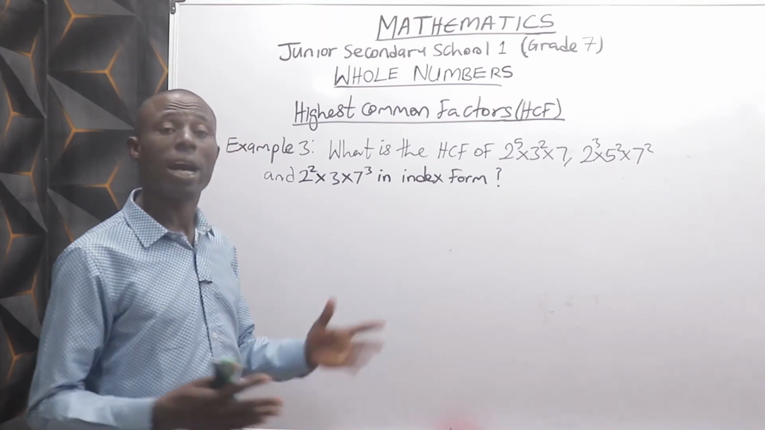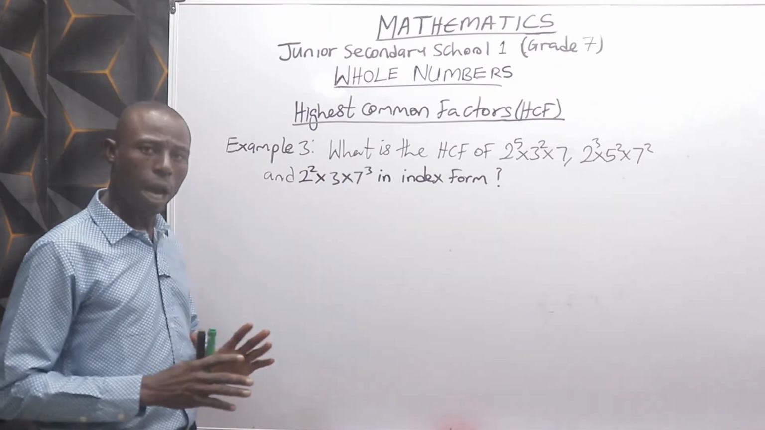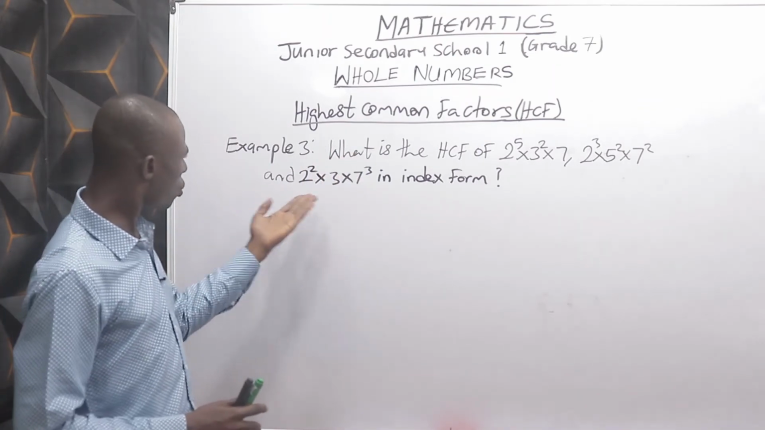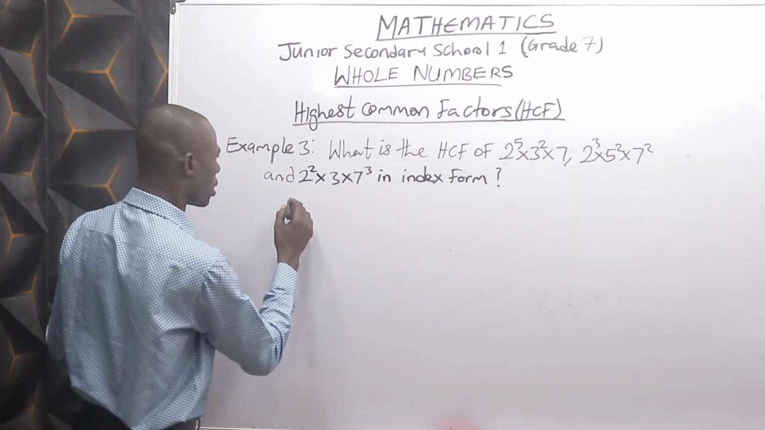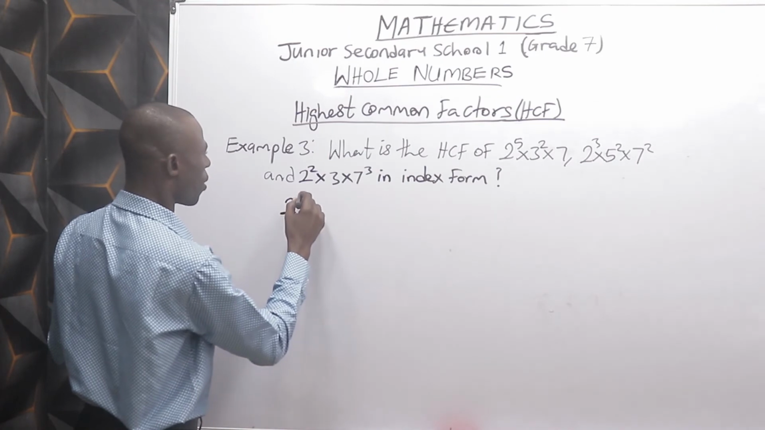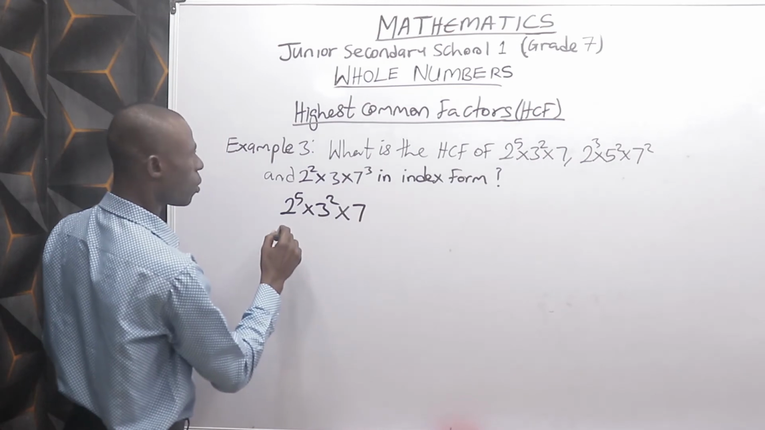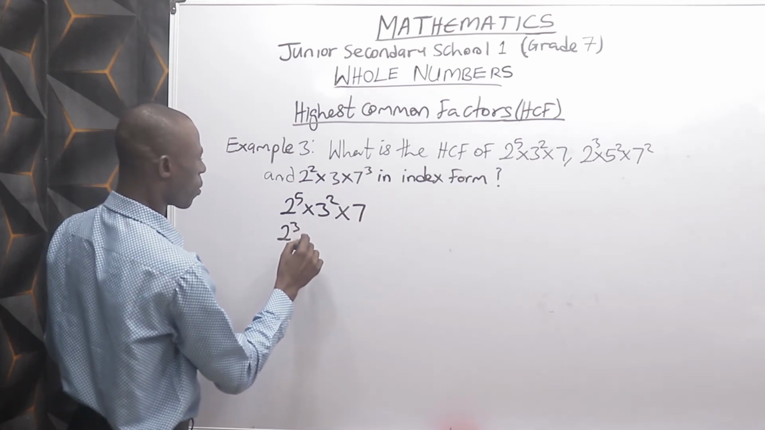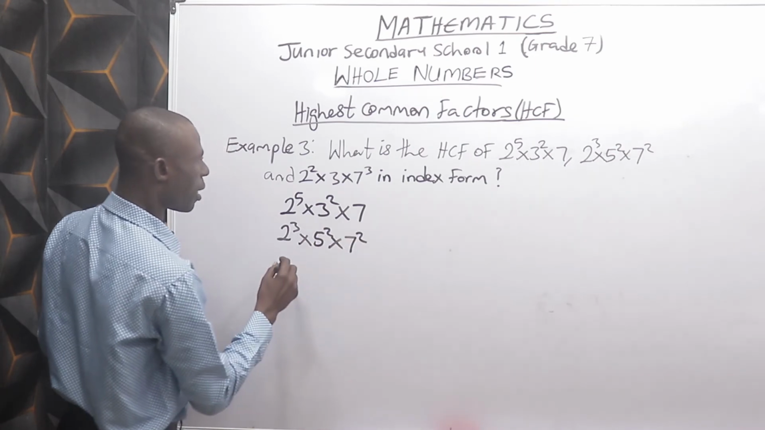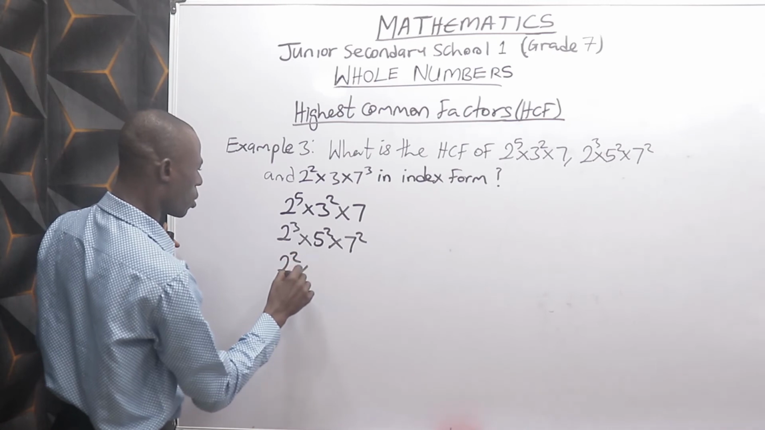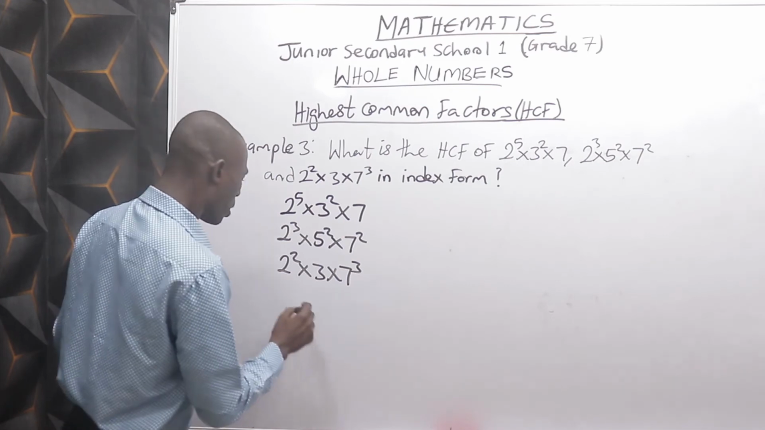Therefore, you are expected to use the product of prime factors approach to solve it. I hope you understand me. Your answer is even expected to be in index form according to the question. So let's go. Just align them as 2 raised to power 5 times 3 raised to power 2 times 7. Also 2 raised to power 3 times 5 raised to power 2 times 7 raised to power 2. And lastly, 2 raised to power 2 times 3 times 7 raised to power 3.